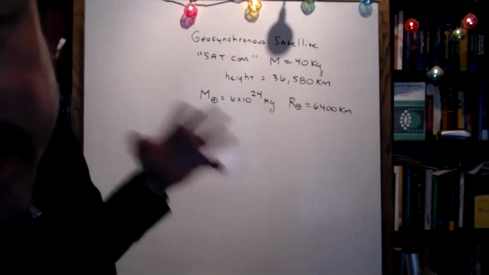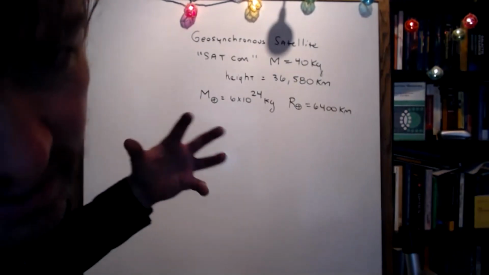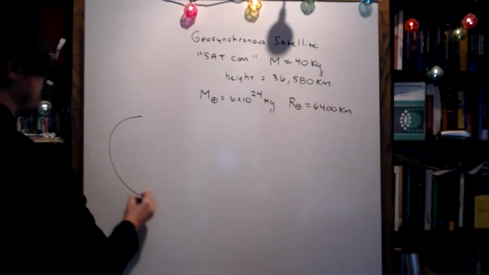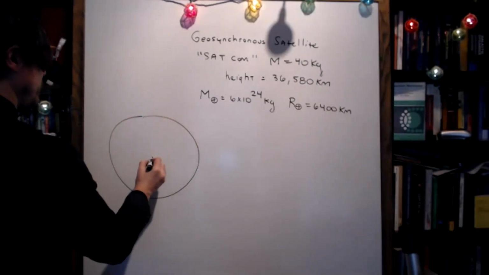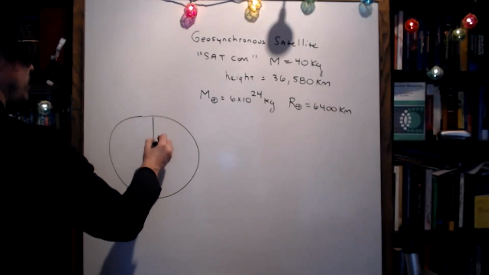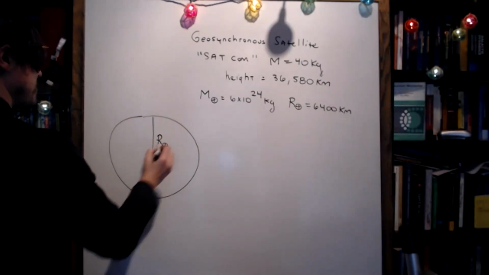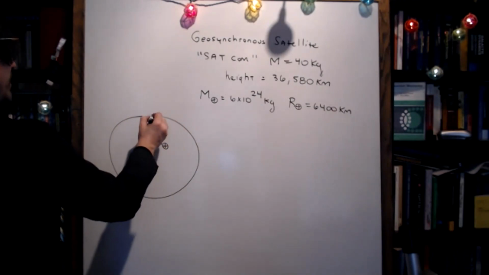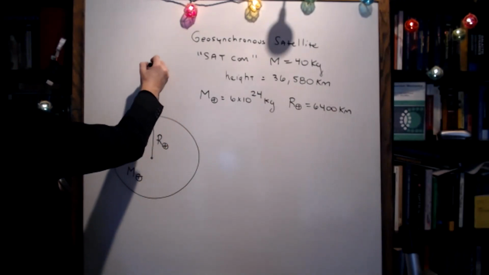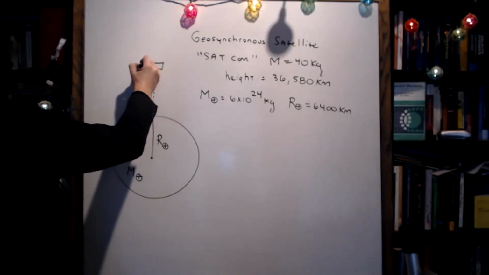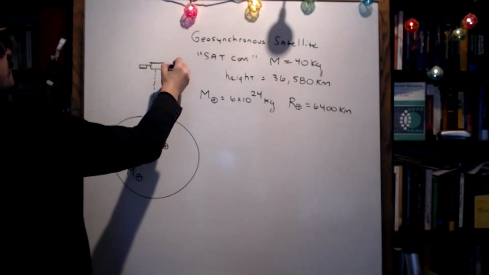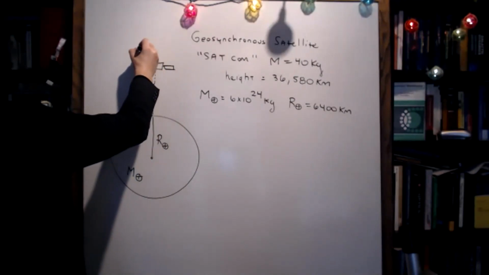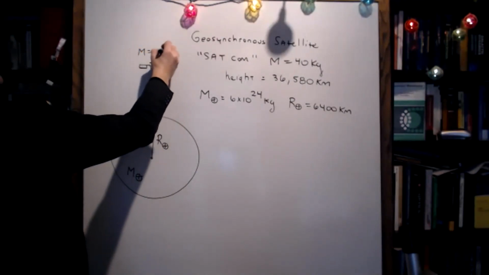Students, we need to draw a diagram, and I'm going to help you draw the diagram. Here's Earth. Here's the radius of Earth. Here's the mass of Earth. And then somewhere up high is the SATCOM satellite. Okay? Its mass is 40 kilograms.